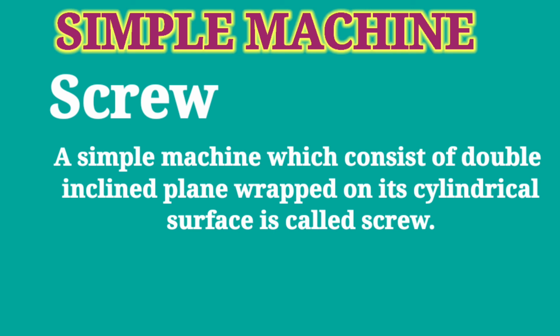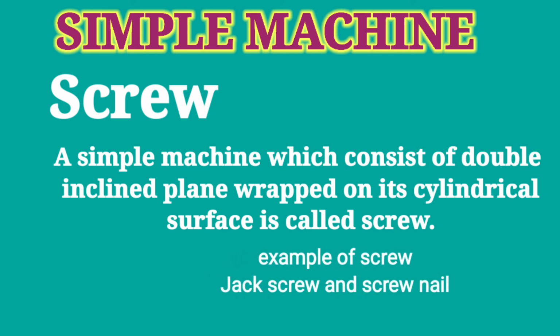If someone asks you the definition of a screw, you'll define it this way: a simple machine which consists of a double inclined plane wrapped on its cylindrical surface. And examples of screw are the jack screw, which is used to lift heavy vehicles, and the screw nail.